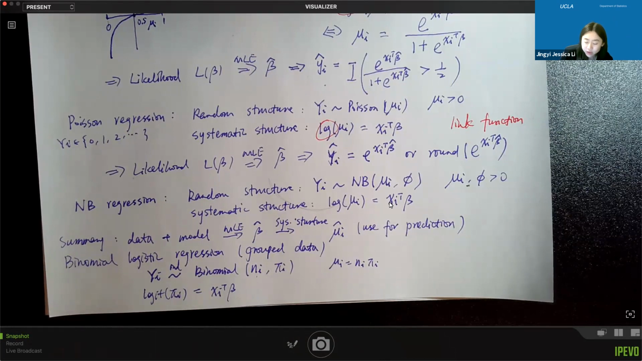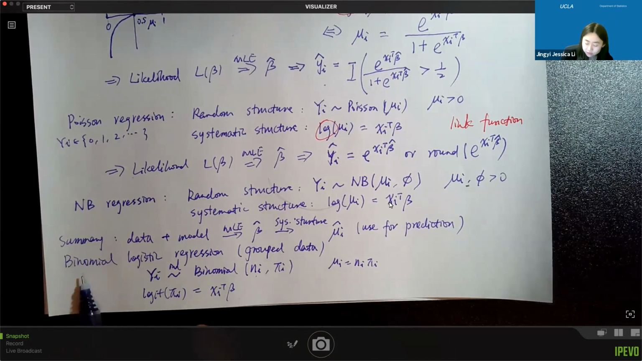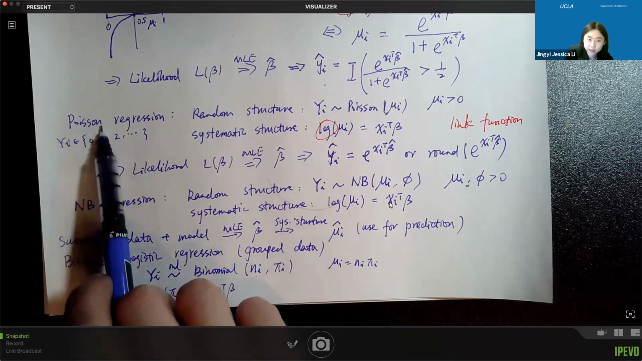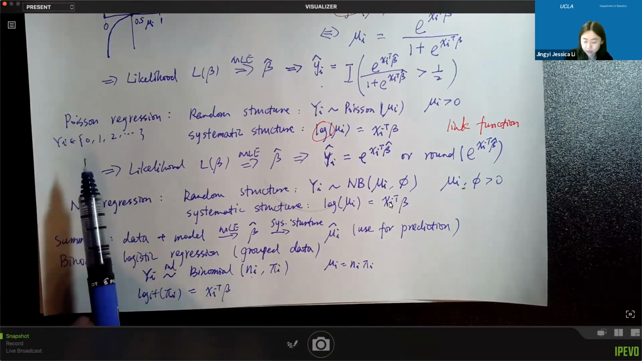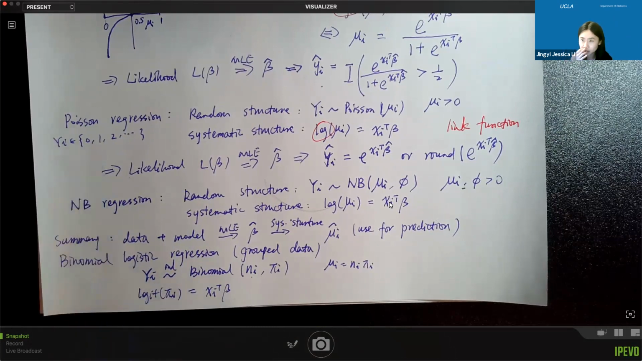And so you may wonder, when should I choose binomial logistic regression versus Poisson regression or NB regression? So these two are clearly competitors. They are for the same purpose. But binomial data is a little different.